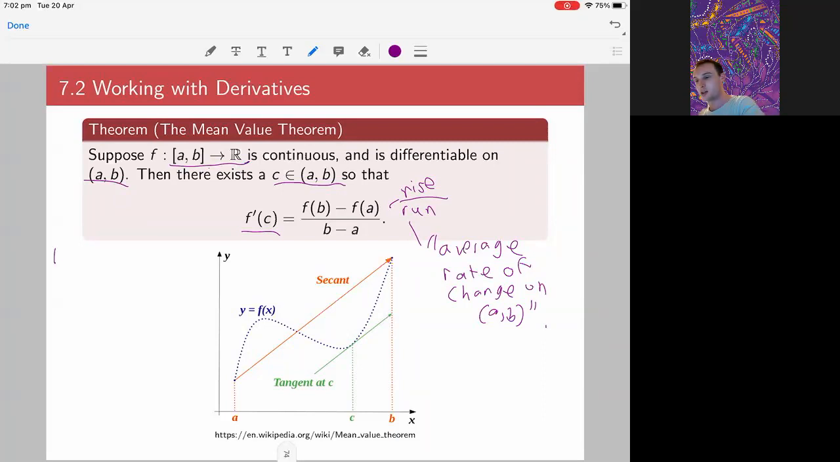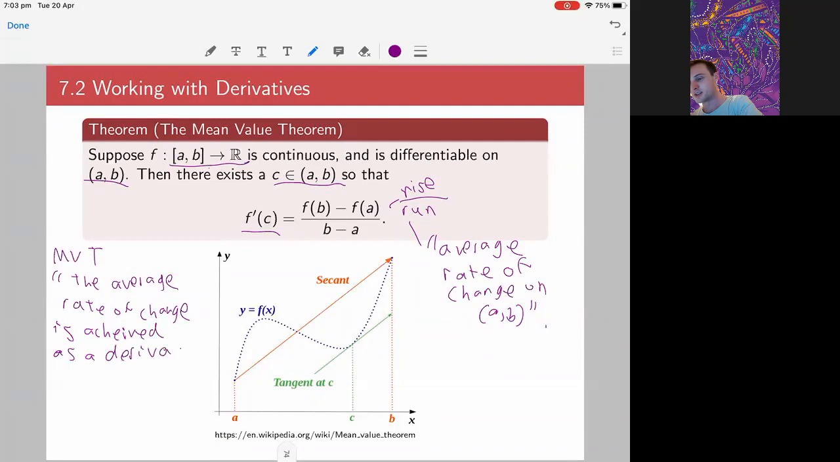Colloquially, we can describe the mean value theorem as follows. The average rate of change is always going to be achieved by a derivative. It's always going to be achieved as a derivative somewhere on the interval.